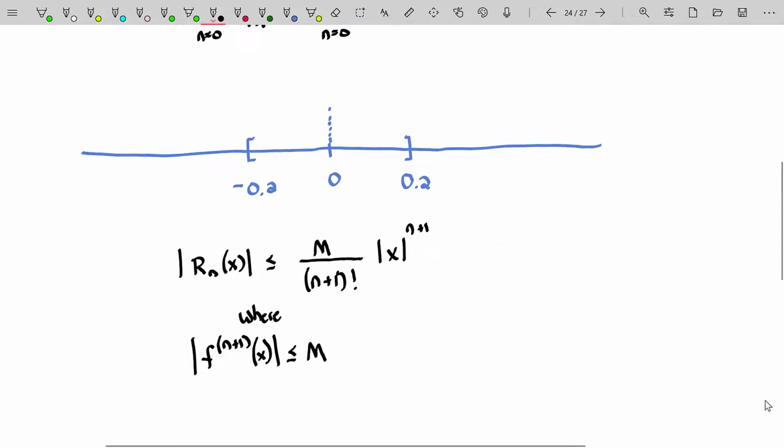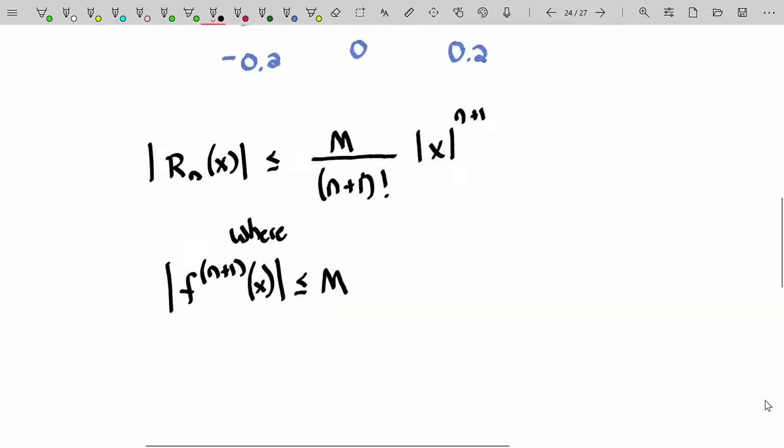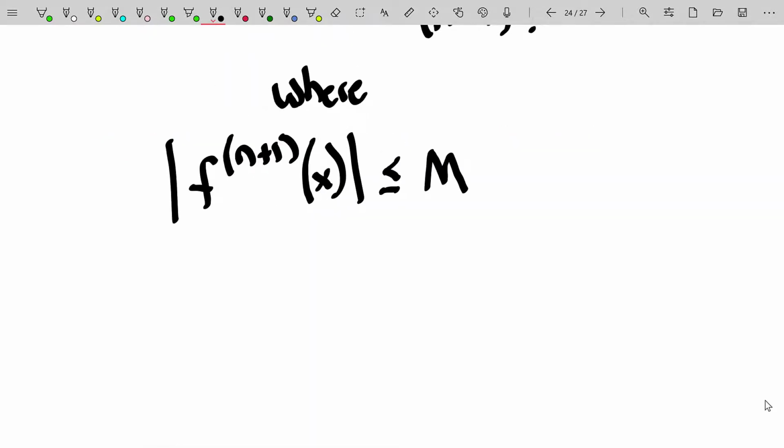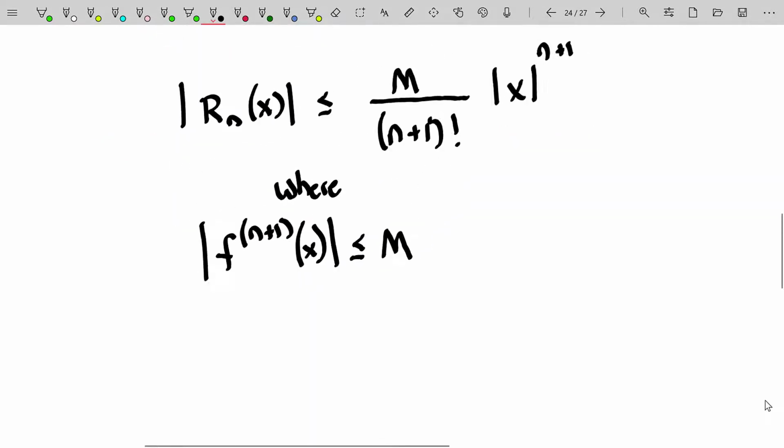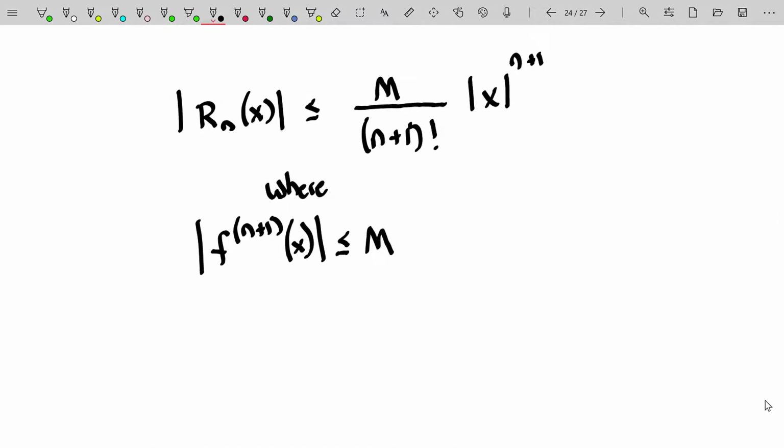And this is where things get a little bit wonky with Taylor's inequality, because the reality is in the real world or in applications, you're not going to know the function you're working with. And so that's really hard to say what the n plus first derivative is bounded by. But there are some times when that does creep into play and when you can actually use that.